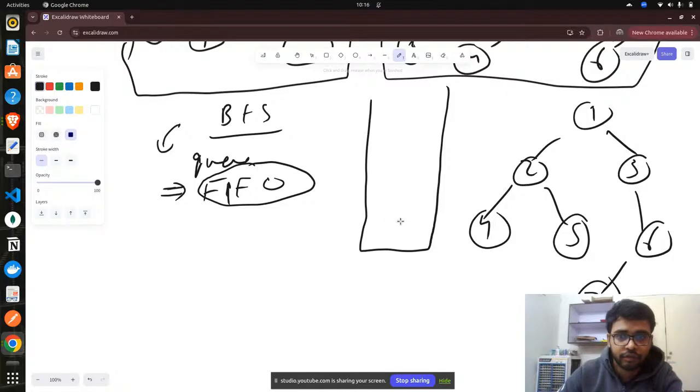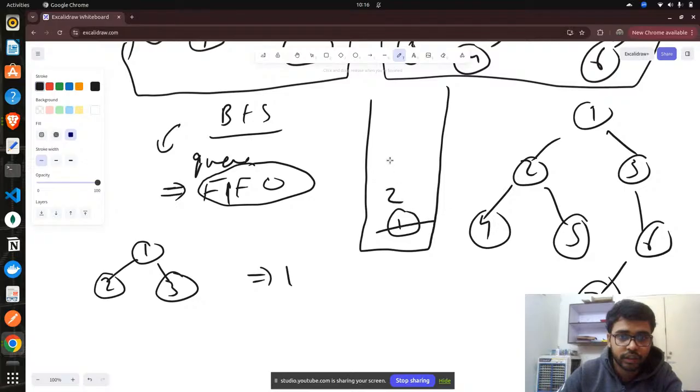So here we will get 1, and then we will see what is the neighbor of 1, then it is 2, and then it is 3. So we will store 1 and then erase 1 and store 2 and 3.